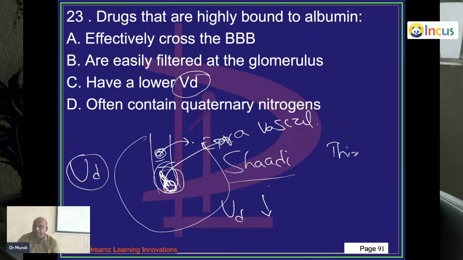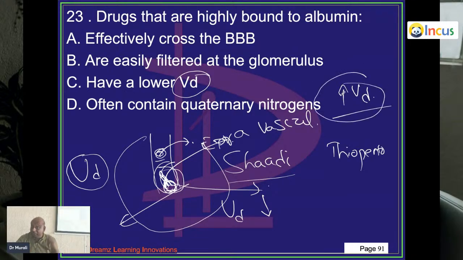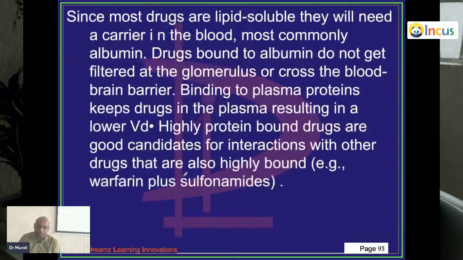Similarly, if you take a drug like thiopentone, it has a high lipid solubility. So it becomes quickly distributed into the extravascular tissue, and it has got a high volume of distribution. Because of this high volume of distribution, once you inject, the drug becomes rapidly distributed. And that's the reason the elimination is faster. That's the point about thiopentone. Okay, good.